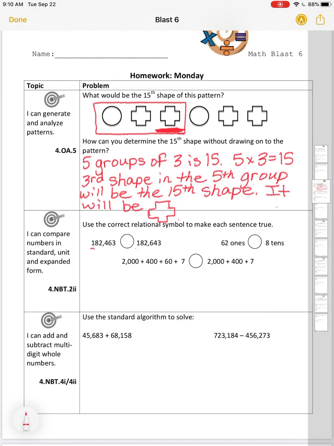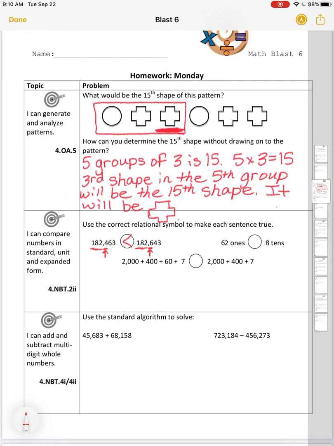In my 100,000s place in both numbers, I have a 1. In my 10,000s place, there's an 8. In my thousands place, there's 2. In my hundreds place, I have a 4 versus a 6. So it is at this hundreds place that I'm really able to make that comparison, that 182,463 is less than 182,643, because 400s is less than 600s.